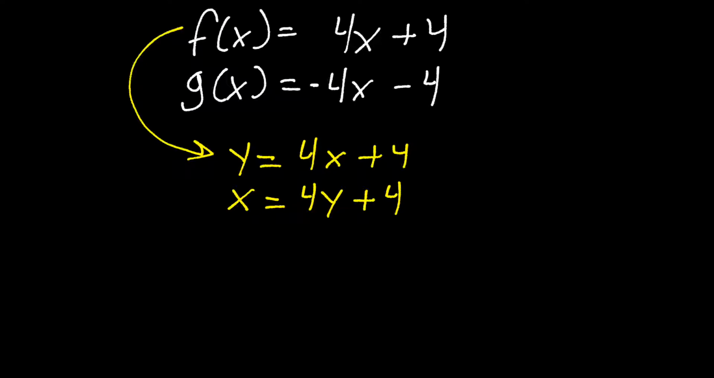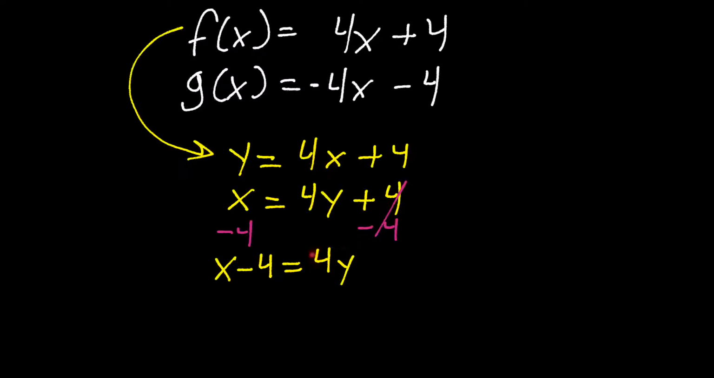So we're going to take away the positive 4 by subtraction. That's going to give us x minus 4 equals 4y. And at this point we might be saying, hey, I've got a minus 4 right here. The g of x function has a minus 4 right here too. I'm possibly on the right track. But don't jump to conclusions. We need to finish the entire thing.